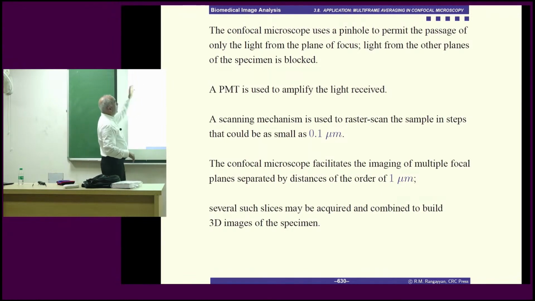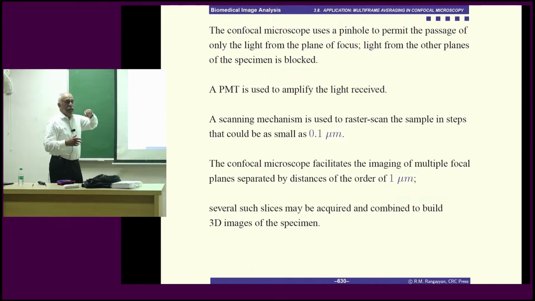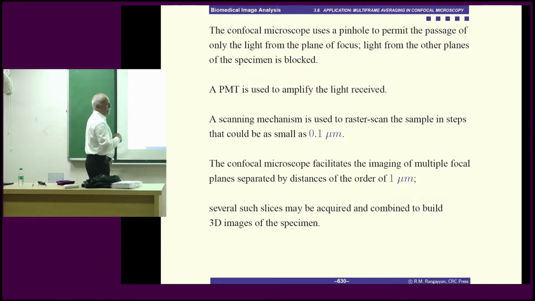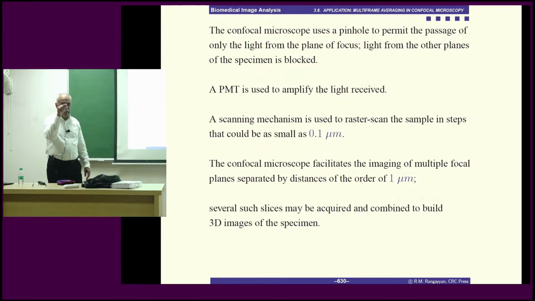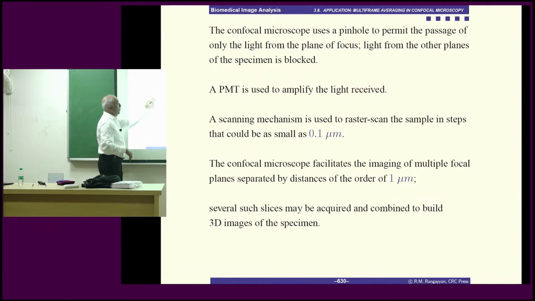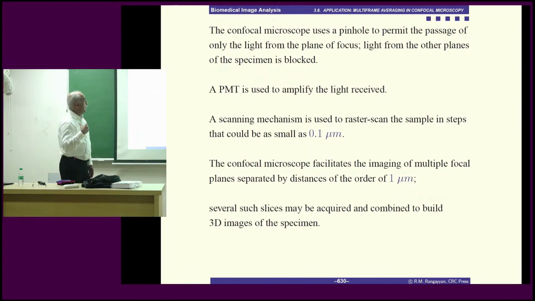A photomultiplier tube is used to amplify the light, and that could cause some noise amplification. So you average: you take the image over a certain window of time and take a number of images. A scanning mechanism is used to raster scan because it's a single laser beam. You have to scan the sample and then assemble the image. The sample step could be of the order of 0.1 micrometer. That's the resolution you can get.